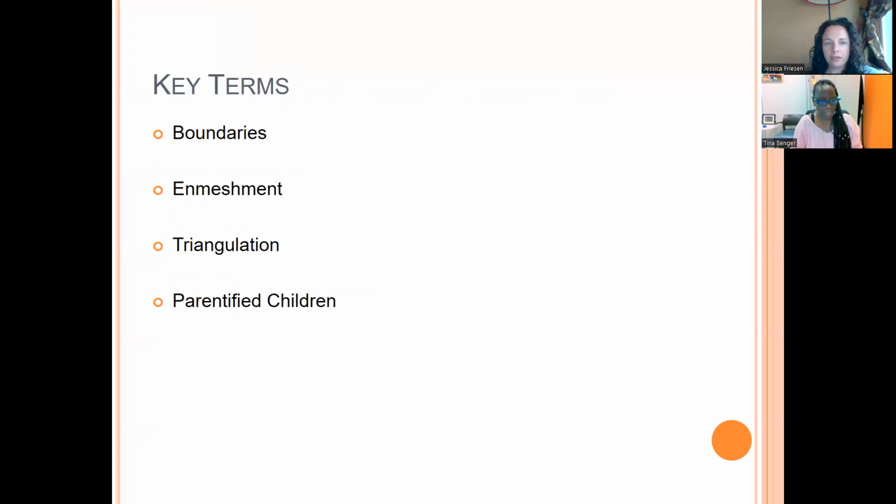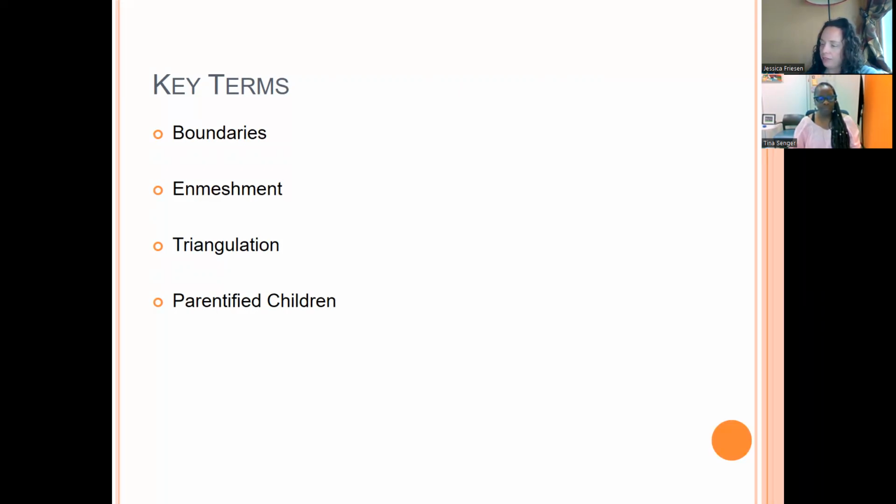Our key terms are boundaries, enmeshment, triangulation, and parentified children. Boundaries. Dysfunction occurs when boundaries are too weak or too rigid, also called disengagement. Rarely do things stay the same in families, and families must remain open to adapting. Rigid boundaries are hard set, with no flexibility to stressors.